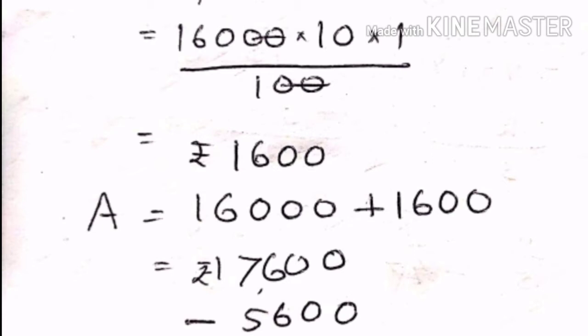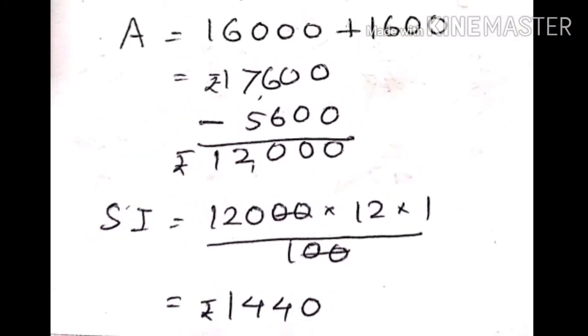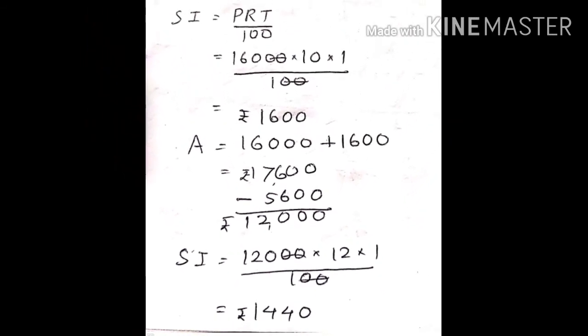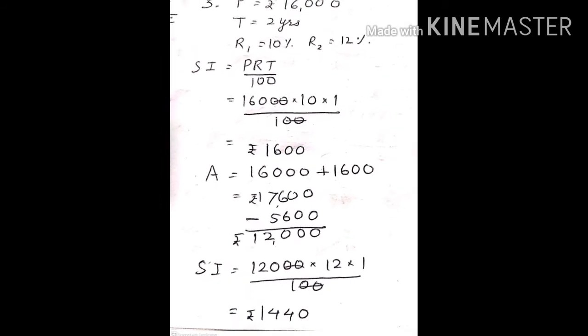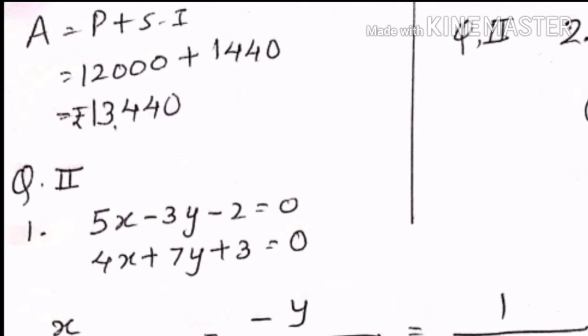And then we want to find the amount outstanding at the end of the second year. For that we will take SI. For that 12,000 amount we will make as a principal and 12% as our rate into 1 upon 100. So we get the answer 1440, that is the second year SI. Now we need to find the amount. So I found the amount is equal to P plus SI, 12,000 plus 1440, that is 13,440.